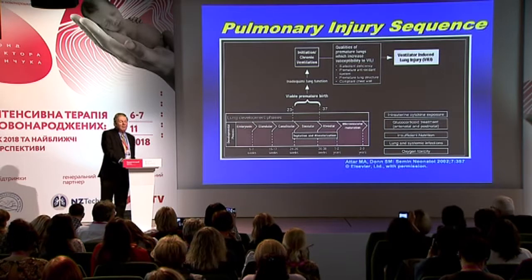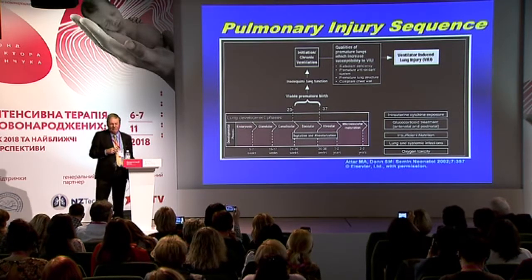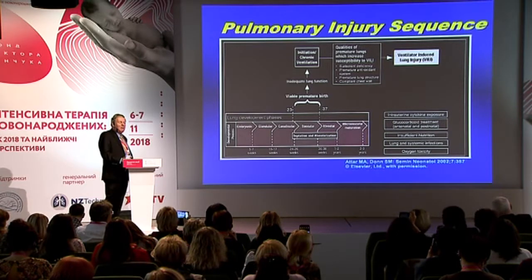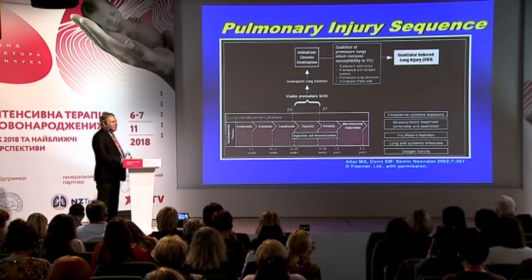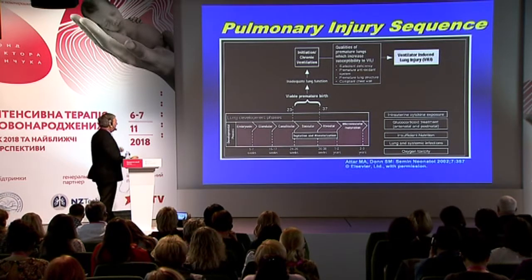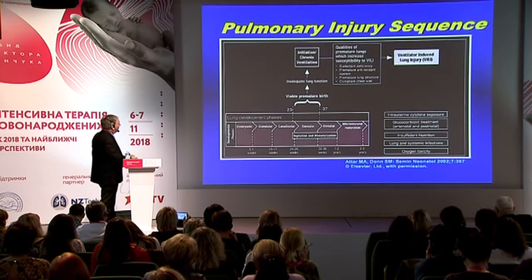Perhaps it was the chorioamnionitis and pneumocystis that caused the preterm delivery to start with. And many believe that this may initiate the inflammatory cascade that we then recognize later as bronchopulmonary dysplasia.